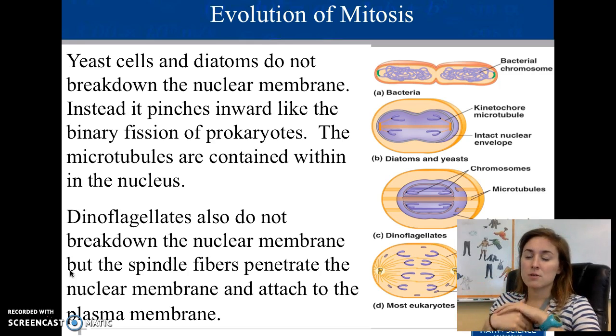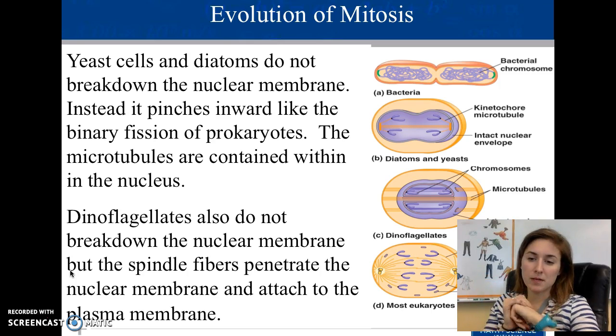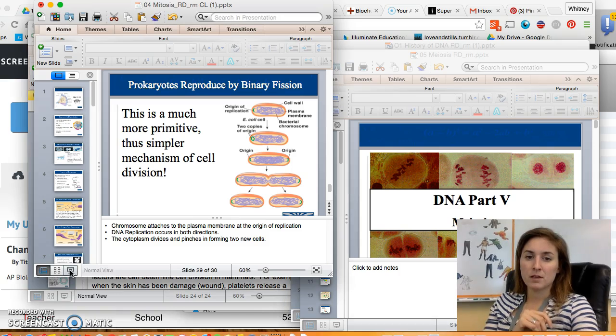As we can see, the more complex the cells got, the more we needed to duplicate everything and then split it effectively. And that's just kind of looking at the evolution of mitosis. And that is the end of that. There is one more set of slides for you.